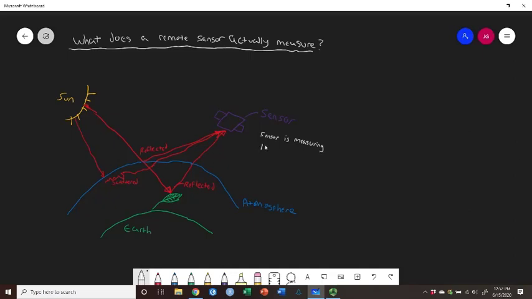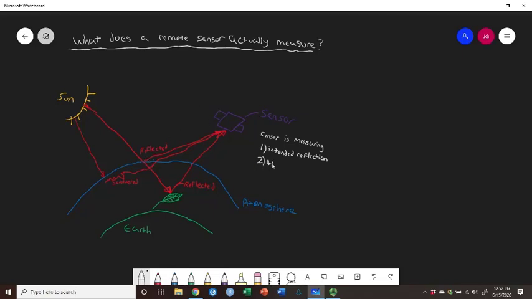One, intended reflection, and the intended reflection is this stuff here that's coming off of the area that we were actually interested in. Two, it's measuring this atmospheric reflection.